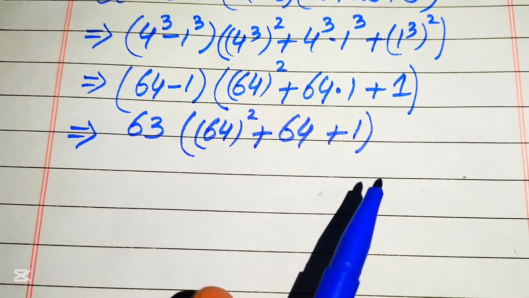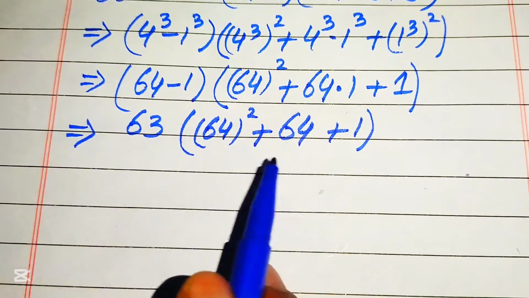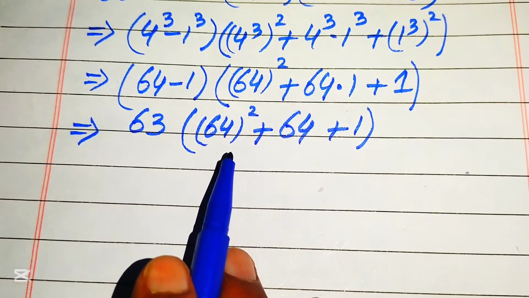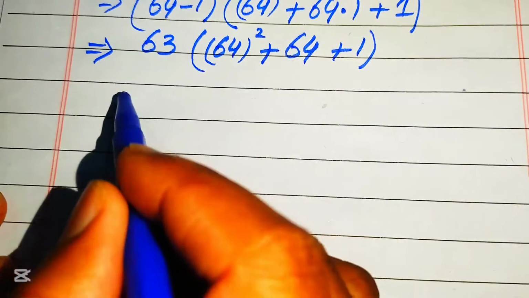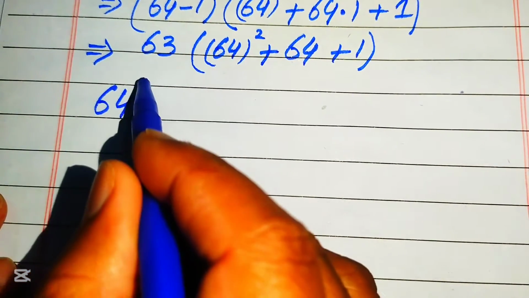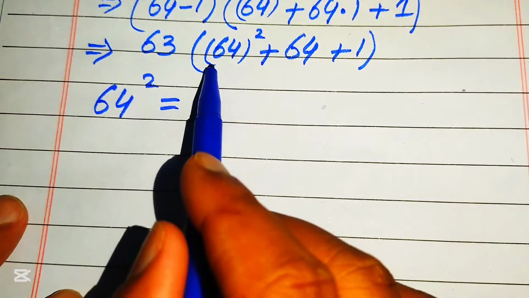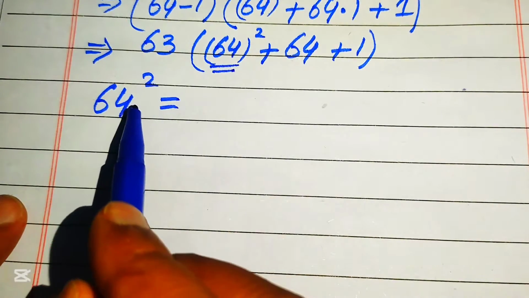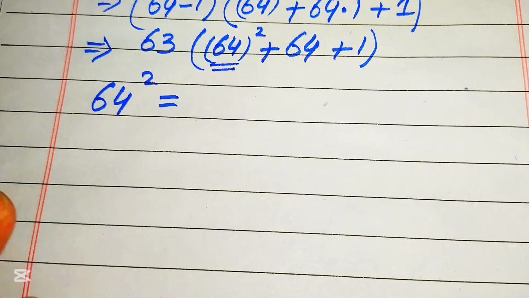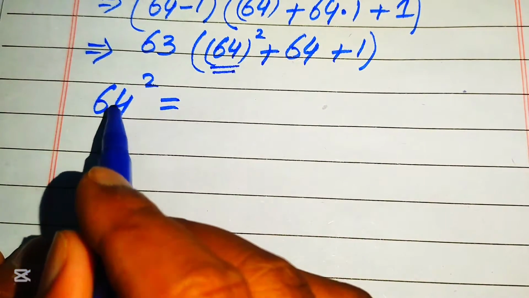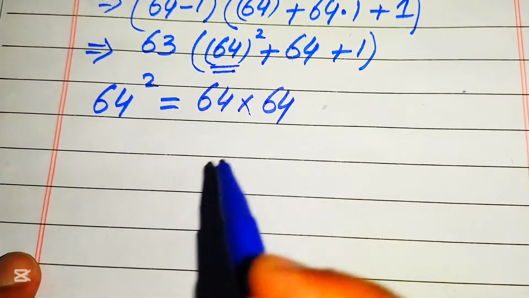Now, in order to simplify further, we first need to find the value of 64 square. Remember, a calculator is not allowed in this problem, so we find 64 square without using the calculator. First we find this square, and after that we substitute this value here and simplify further. So first we write 64 square as 64 multiplied by 64.